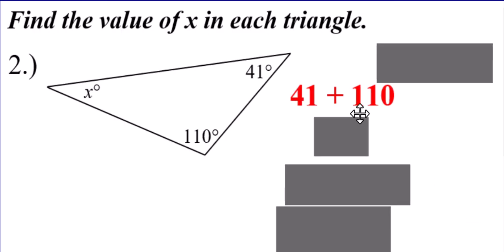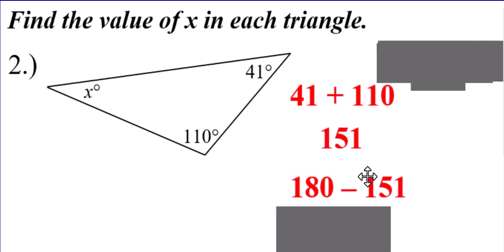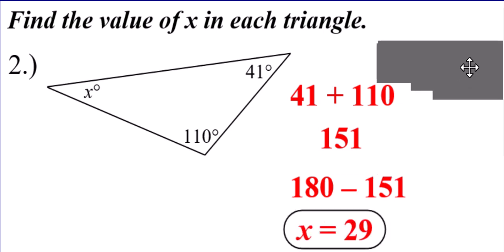So add the 2 angles we know, 41 and 110. That's going to give us 151 degrees. Subtract from 180 and we get the value of x, and that is 29. Since there was already a degree symbol here, if you want to put a degree symbol in the answer, you may. If you don't want to, I can't technically get too upset since there was already a degree symbol on the x on the diagram.